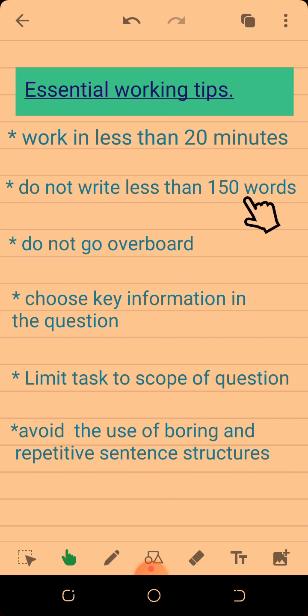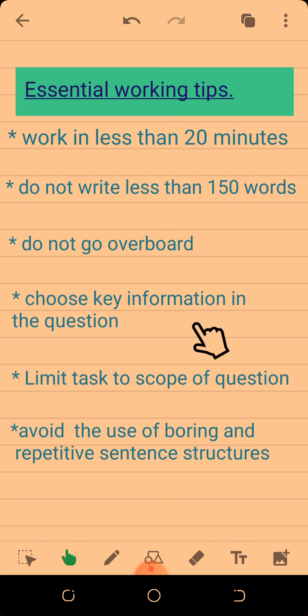Do not write less than 150 words. You will be required to write at least 150 words. At least means it should be above 150 words, but do not go overboard in the bid to write at least 150 words. Do not go overboard. For instance, writing 300 words is a no-no. Anything between 160 to 200 words is still a good deal.